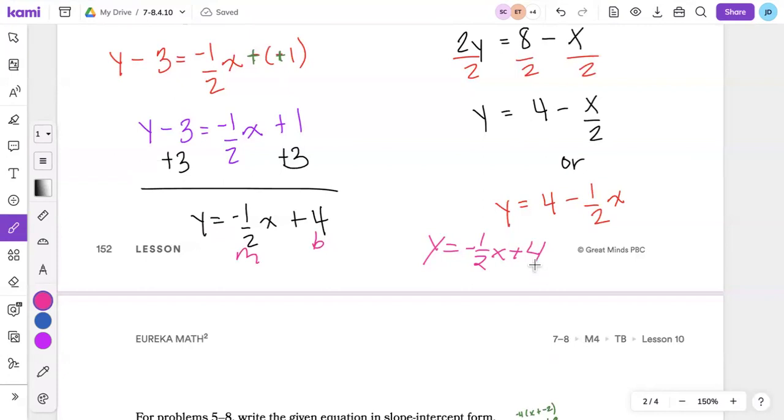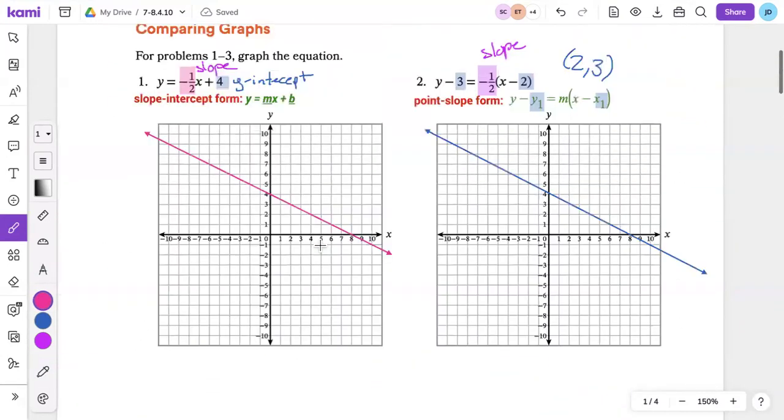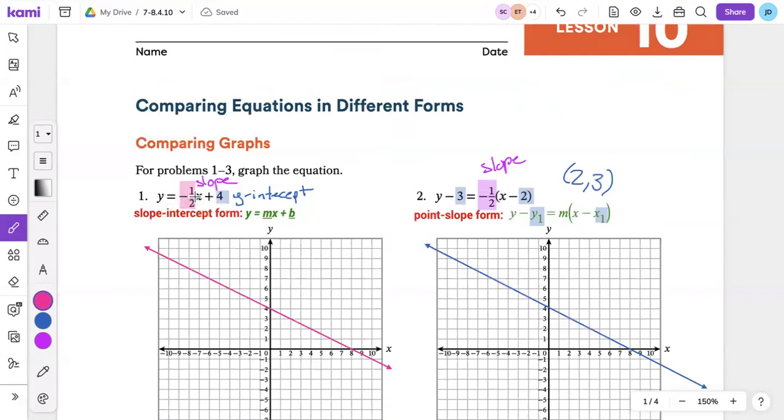And what I hope you notice is that all of these equations, y equals -1/2 x plus 4, y equals -1/2 x plus 4, and if we go back to our original slope-intercept form, y equals -1/2 x plus 4, they are all the same.